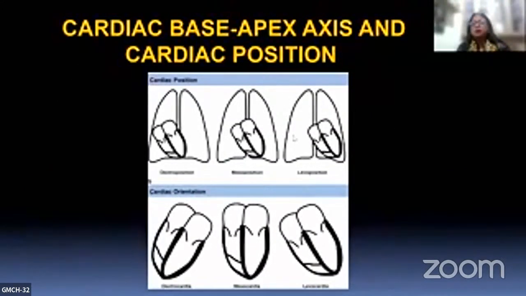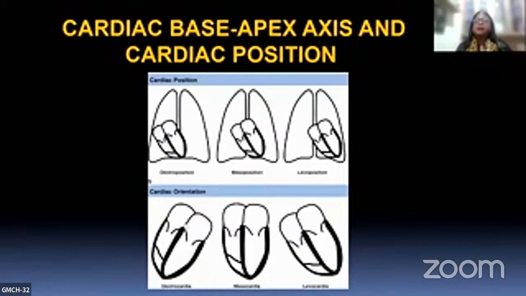So at this position, I would also like to say that we have to define the cardiac base axis, how is the apex base axis, and the cardiac position. When do we call dextro position and when do we call dextrocardia? So cardiac position is basically the position of the heart with respect to the thorax. So dextro position is when the heart is on the right side of the thorax. When the heart is in midline, we call it meso position. And when the heart is on the left side in the thorax, we call it levo position.